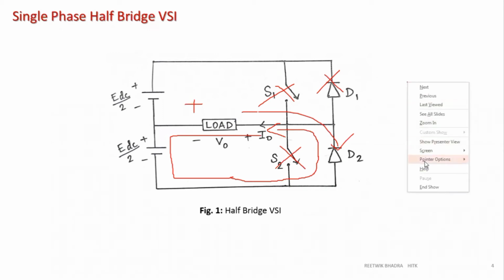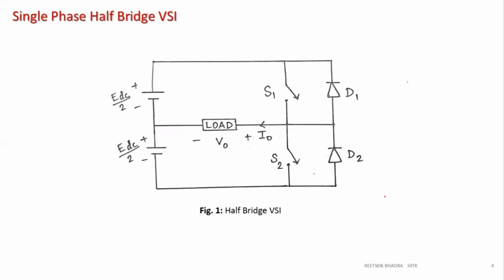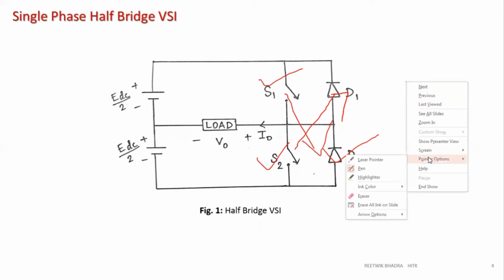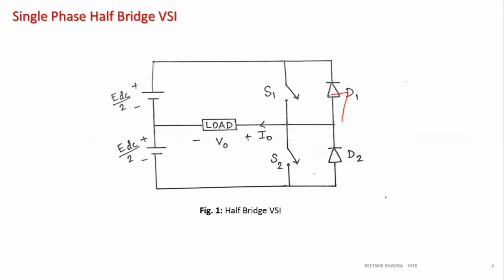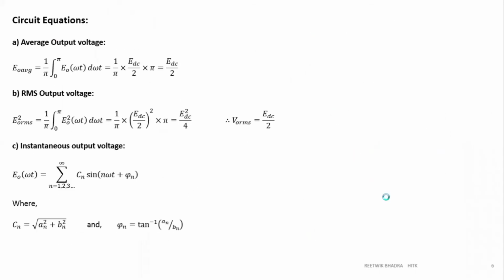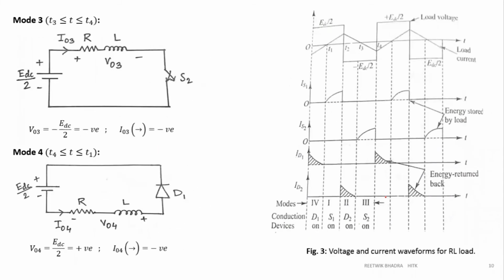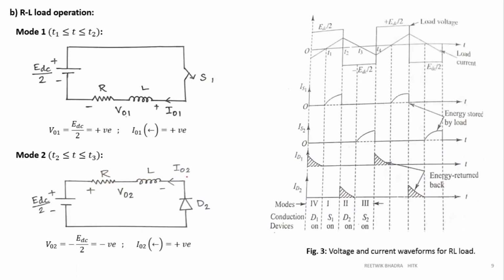One thing you remember, I'll not come to this slide again and again. If S1 is on, discharge will be through D2, opposite. If S2 is on, discharge will be through D1. You should remember this. Like in class E chopper, recall the facts of class E chopper. Everything same. So it will discharge through D2.